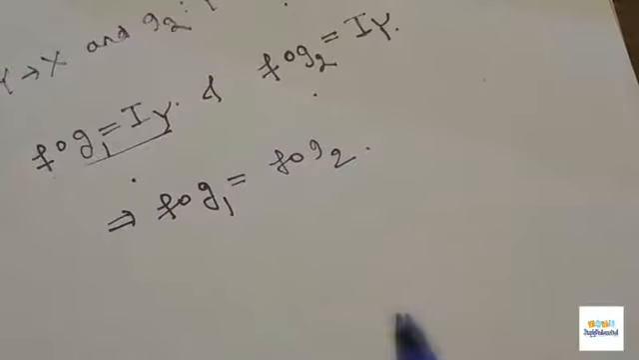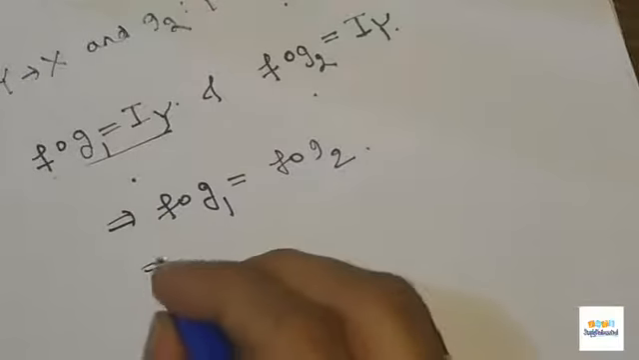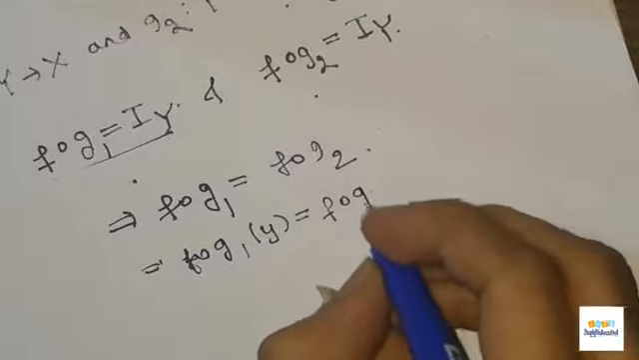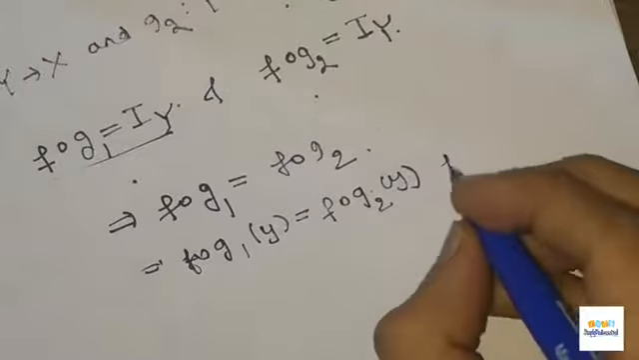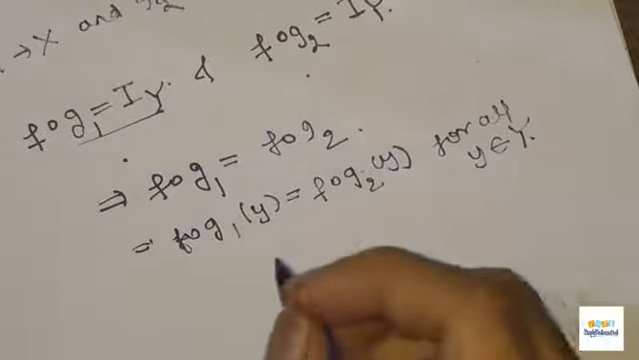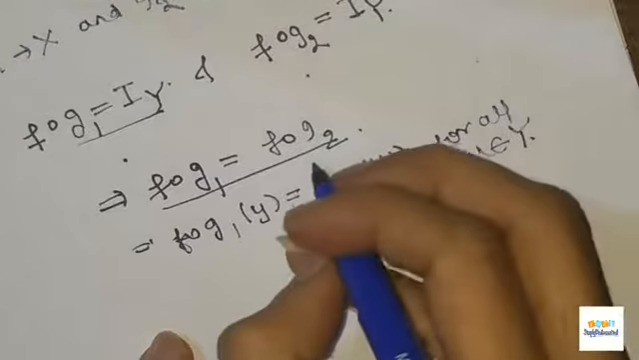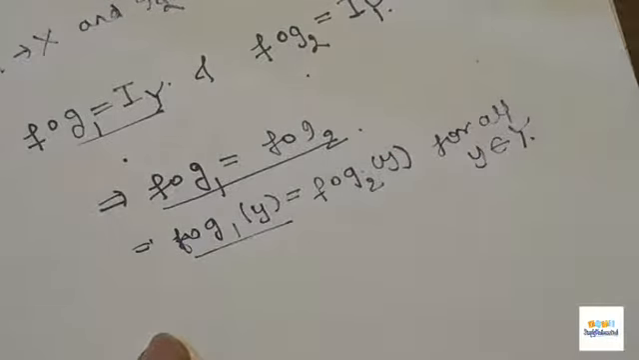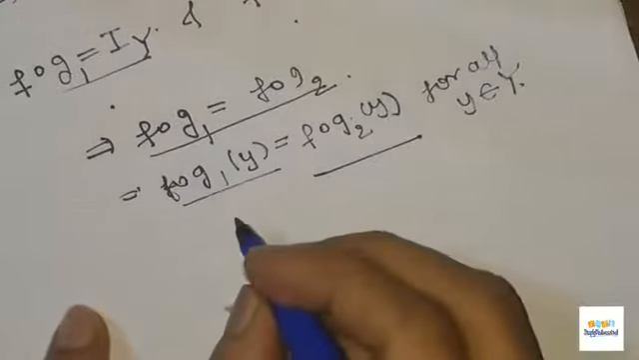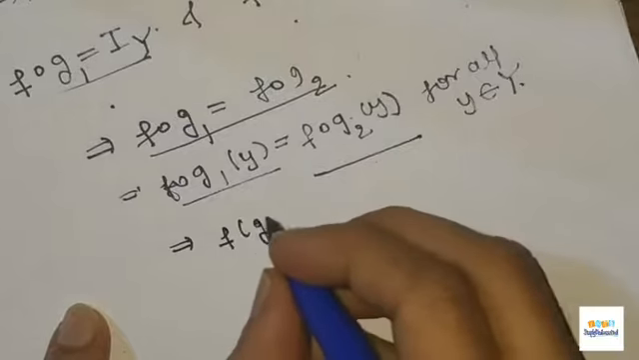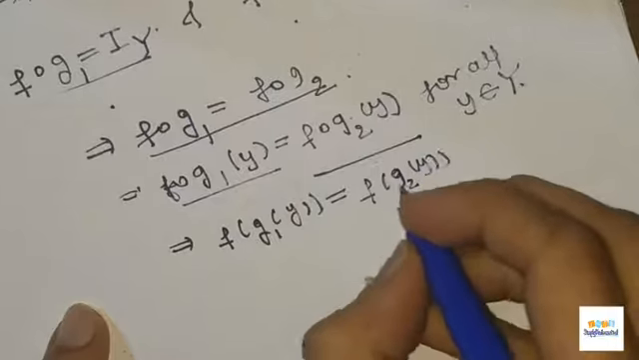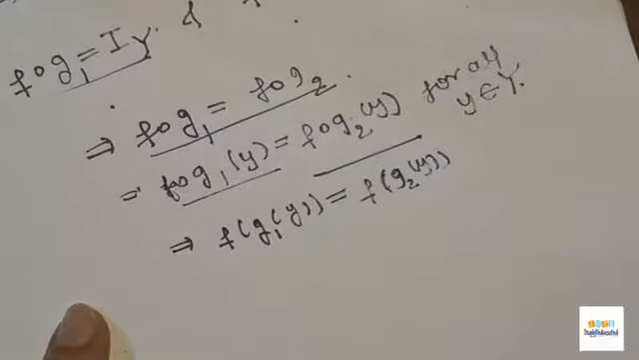Since f composition g1 is equal to f composition g2, that means f composition g1 of y is equal to f composition g2 of y, for all y belonging to the set Y. Because these functions are given to be equal, we have to take f composition g1 equal to f composition g2 for all y belonging to capital Y. Now this implies what? f of g1y is equal to f of g2y, right, by composition of functions.